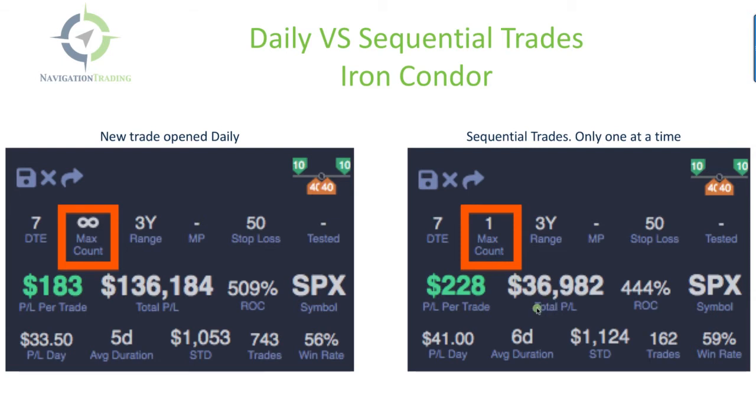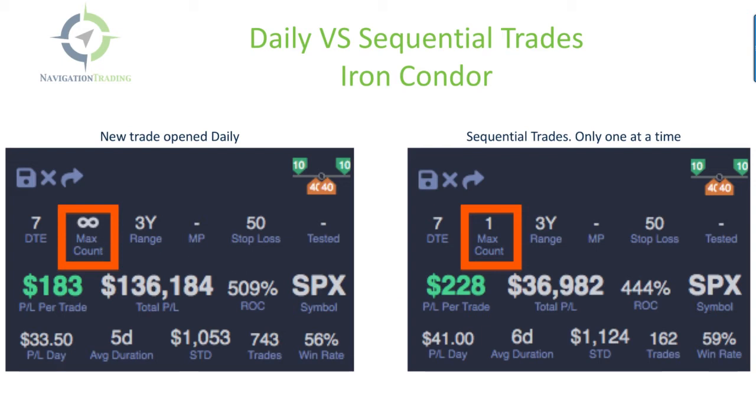Your total P&L is much less, but that's because you're trading a lot less. In this case, you have 743 trades. In this case, you only have 162 trades. Look at your P&L per day. Over here, putting one on every day is $33.50, where your P&L per day here is $41. The number of trades is lower. And look at the win rate. Your win rate goes from 56 up to 59% when you're just putting one on, taking it off, and then putting another one on, as opposed to just putting one on and stacking those over and over.